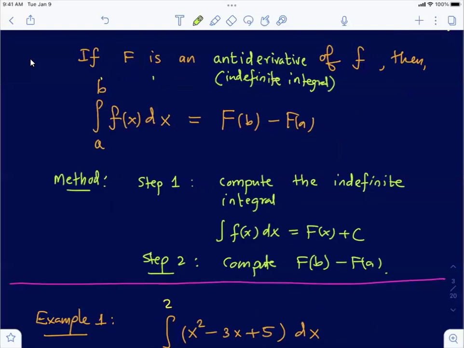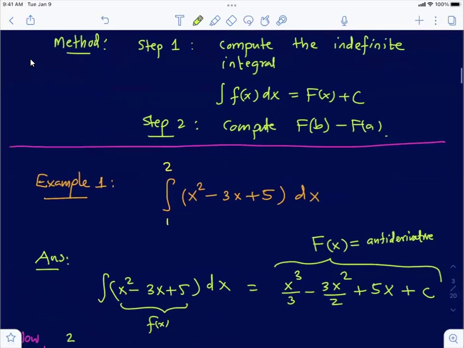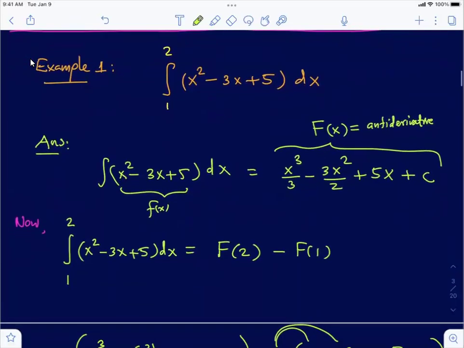So the method is mentioned here. First, compute the indefinite integral, step 1. When you have bounds, do not panic. The first step is to pretend that these two bounds are not in the context and compute the indefinite integral. Once you have the answer in hand, you compute F(b) minus F(a). Let me show you an easy example. Example number 1.